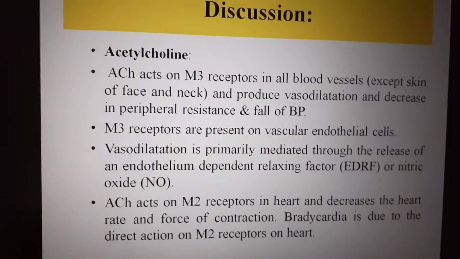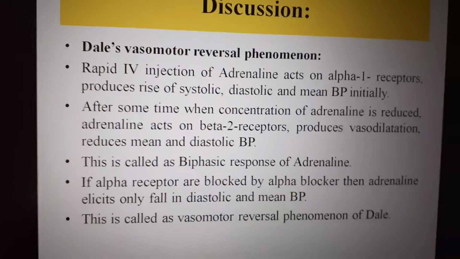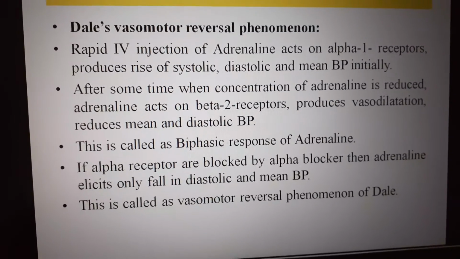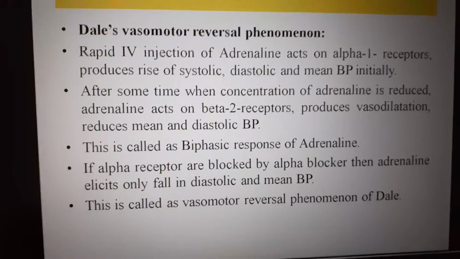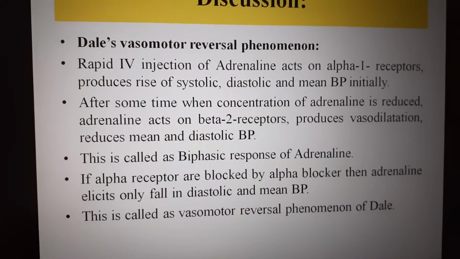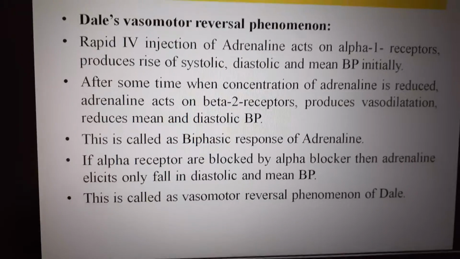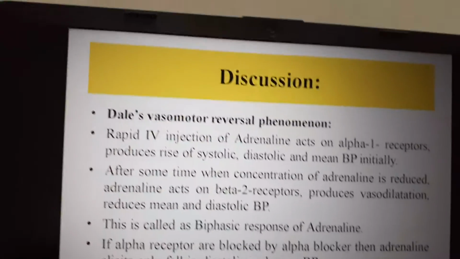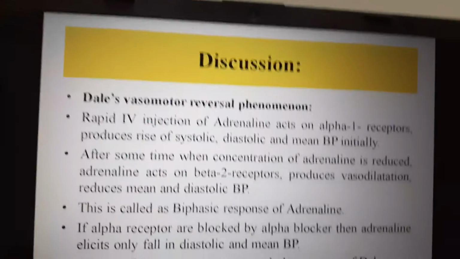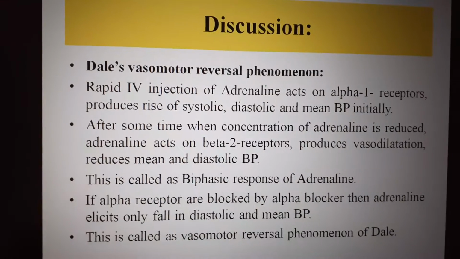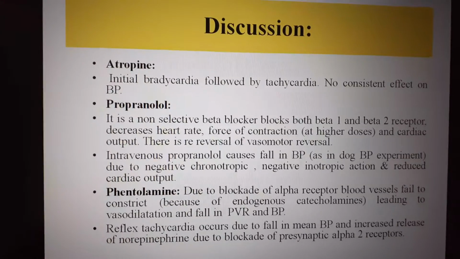In Dale's vasomotor reversal phenomenon, prior administration of alpha blocker will cause only depressant effect in the mean blood pressure of epinephrine. So in this, epinephrine, when given after alpha blocker, will show only depressant action in the mean blood pressure because of beta 2 action, and this is called Dale vasomotor reversal phenomenon.